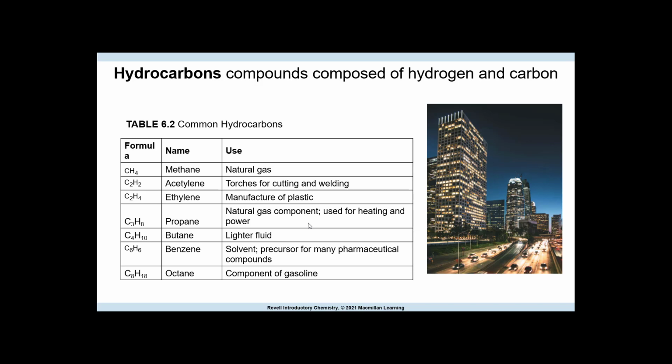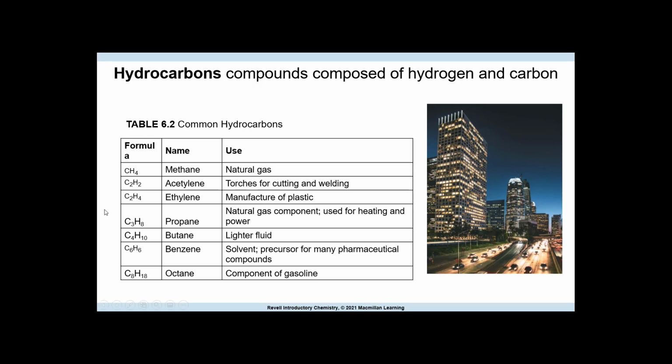These reactions are important because fossil fuels such as coal, oil, and natural gas are composed primarily of hydrocarbons. The combustion reactions of fossil fuels produce most of the energy used worldwide. The combustion of coal and natural gas produces most of our electricity, and the combustion of gasoline powers most of our transportation. So the term hydrocarbon is just a generic term for carbon and hydrogen.